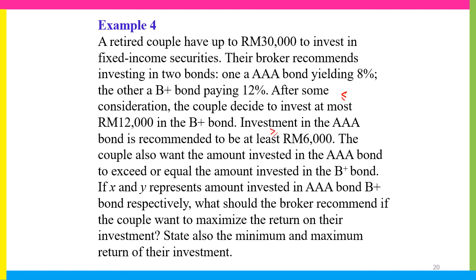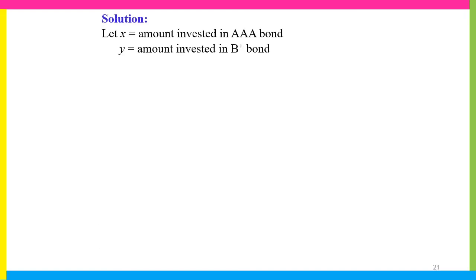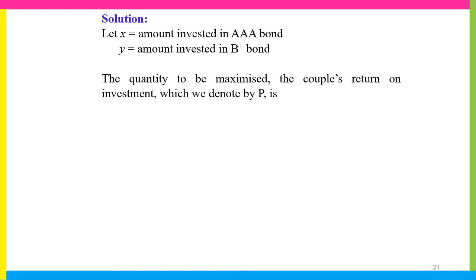Okay, let's say X represents the investment in AAA bond, and Y represents the amount invested in B plus bond. What are the other statements? The couple also want the amount invested in AAA bond to exceed or equal, more than or equal to, the B plus bond. So X is the amount invested in AAA bond, Y is the amount invested in B plus bond, and the quantity to be maximized, the couple's return on investment, is denoted by P.